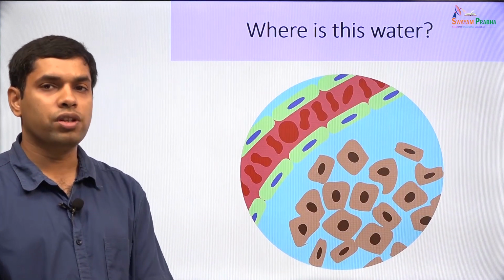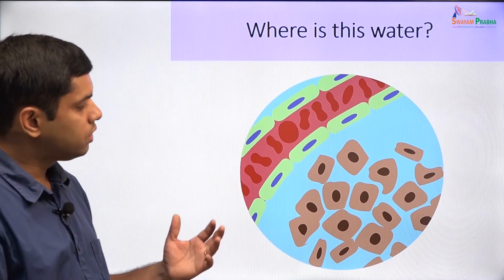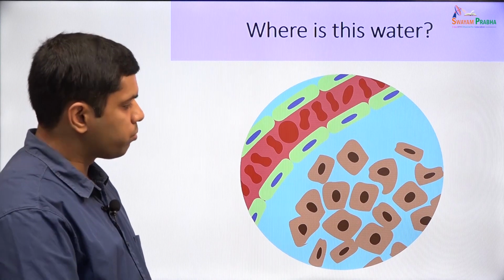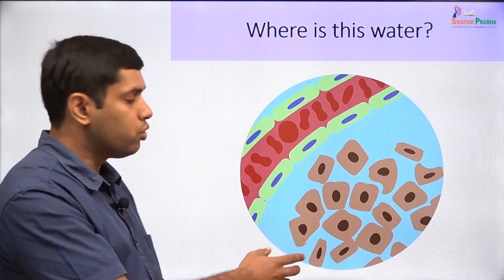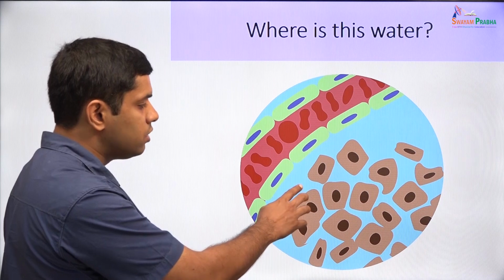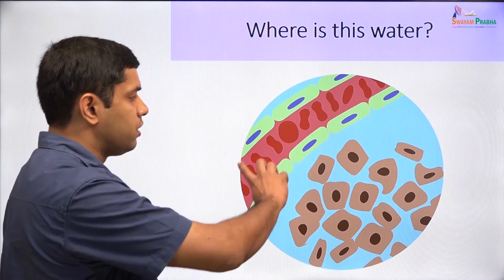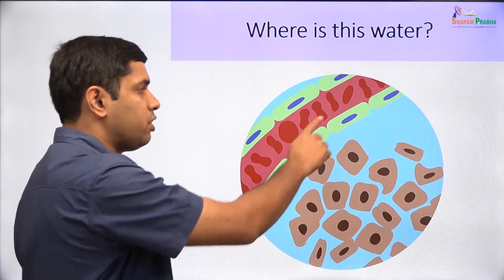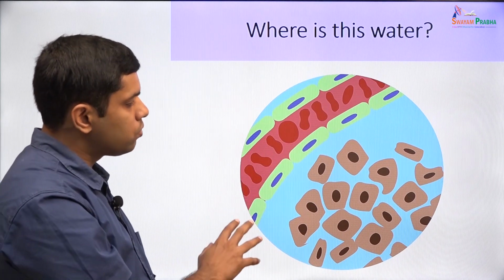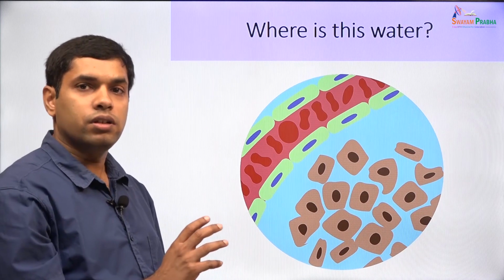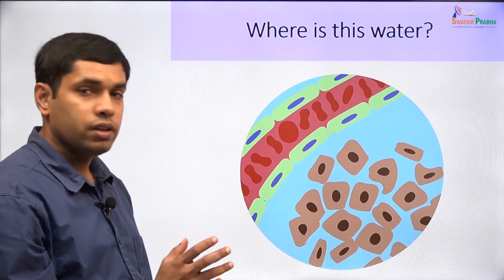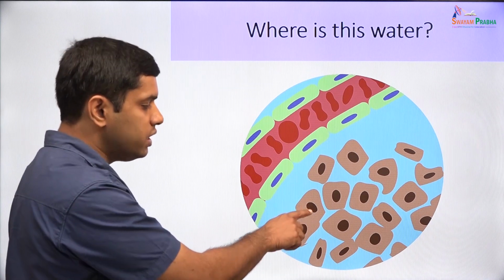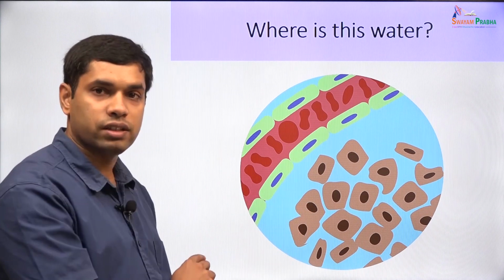Now, where is this water present? We said 60% of the body is water. Where is this water present? In this figure, you can see cells, and you can see the fluid that is just around the cells. This is a capillary having the RBCs within it. This is the capillary endothelium. So, one easy way of dividing the body water is to divide it into the water that is inside the cells and the water that is outside the cells.